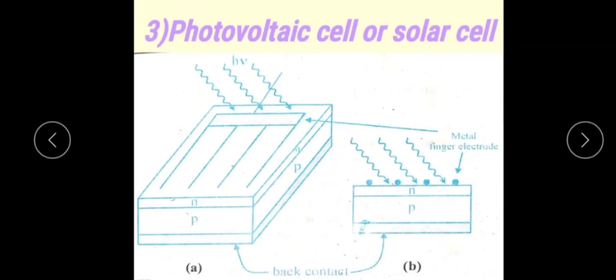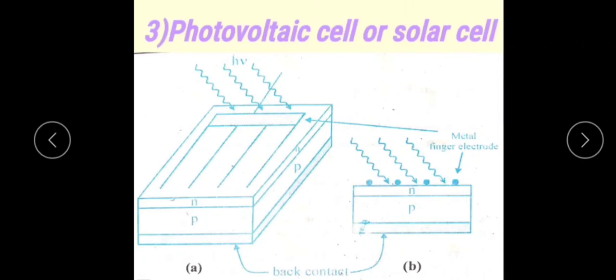On the top of the N layer, a metallic electrode or metallic grid is deposited. You have already seen in the case of a solar cell, at the top of the roof there is a solar panel, and on the solar panel there are metal grids. As like that, this acts as a front contact.